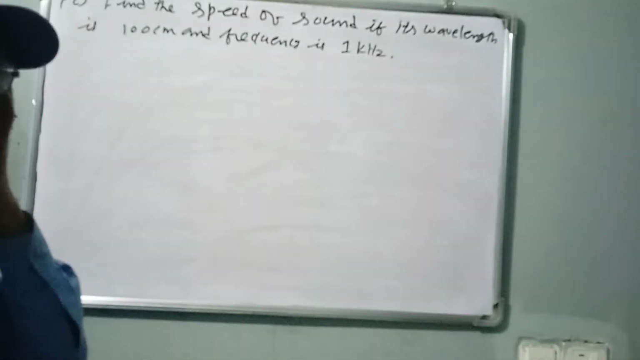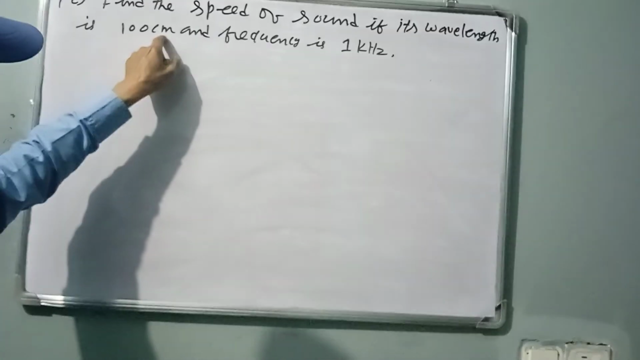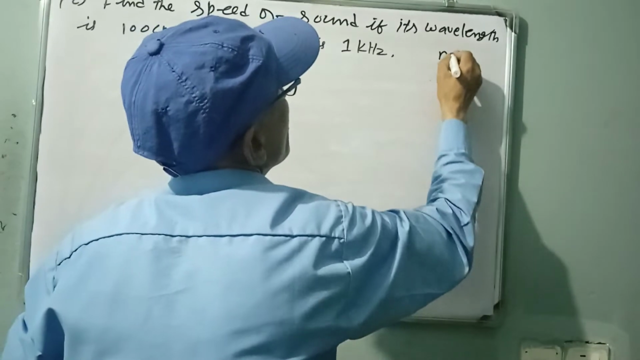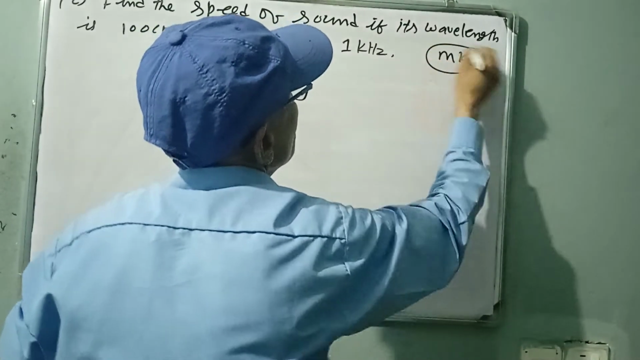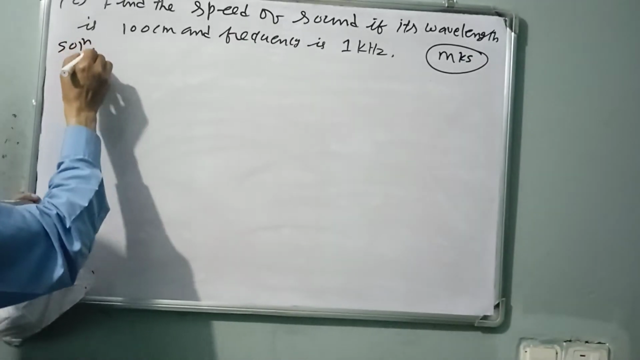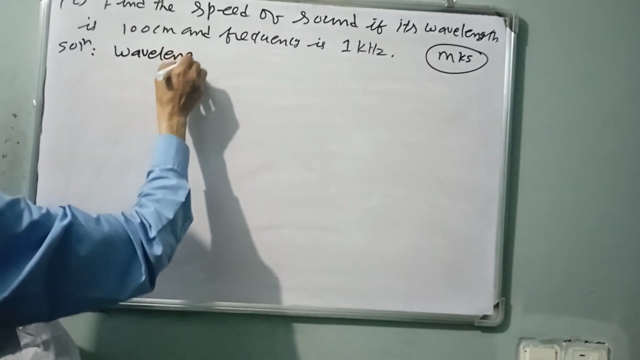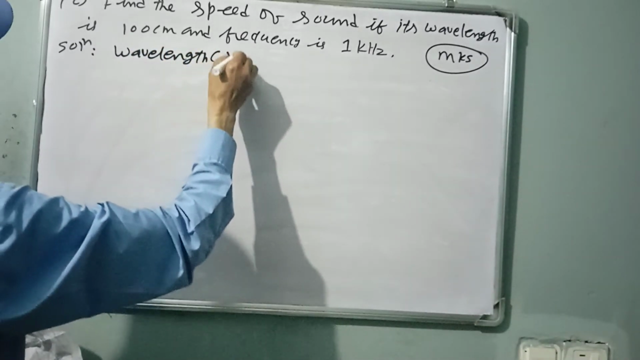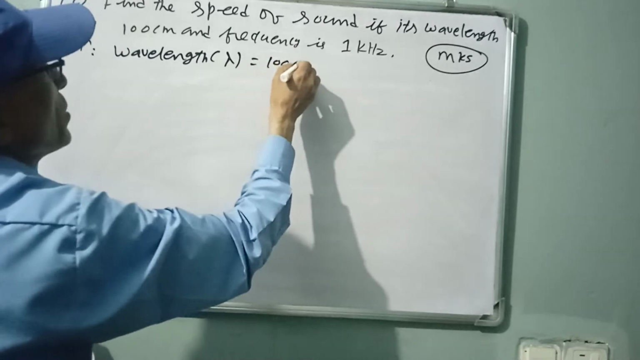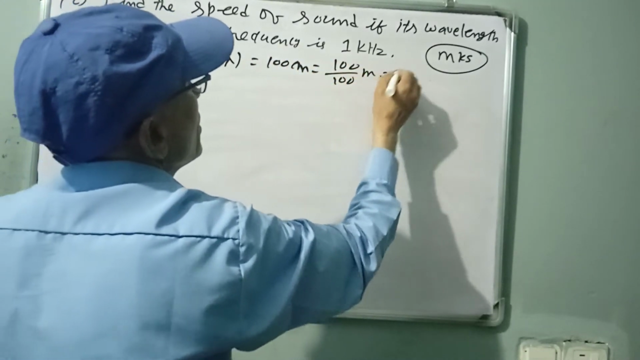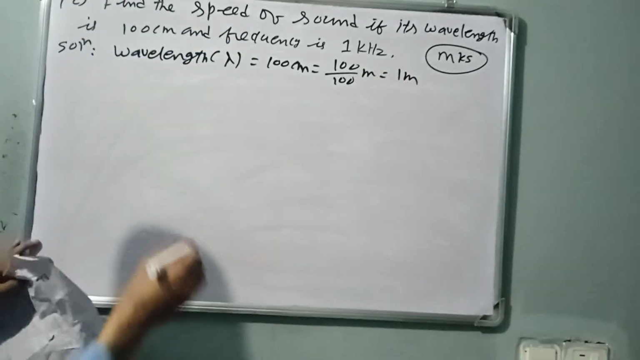Megahertz is 10 to the power 6 hertz. Centimeter, change into meter, the SI unit. Always remember the MKS system for class 8. Solution: find the speed of sound. What is wavelength? Wavelength lambda is 100 centimeter, which is 100 by 100 meter in the SI system.